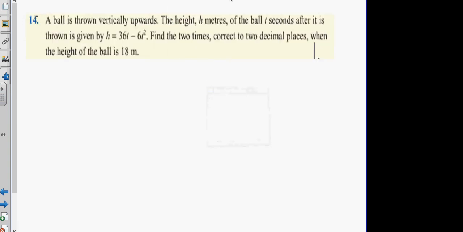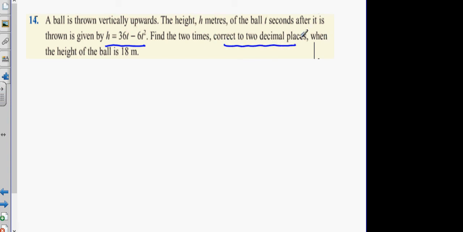Next one. A ball is thrown vertically upwards. The height is h meters of the ball. The height of the ball, t seconds after it is thrown, is given by h equals 36t minus 6t squared. Find the 2 times, correct to 2 decimal places.